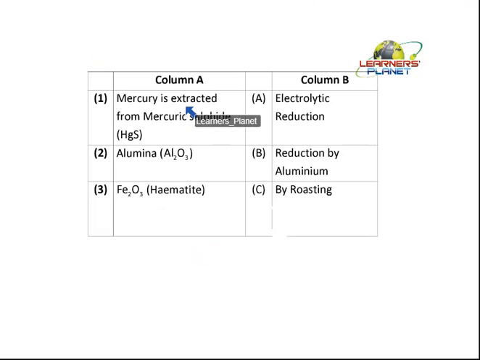Mercury is extracted from mercuric sulfide by? Now what is mercury? It is unreactive, or very less reactive. So by roasting only you can obtain it. That is, when you are heating, mercury sulfide would be oxidized to form mercuric oxide, then finally it would be reduced to mercury. So it is by roasting only. So we can write it here as C.